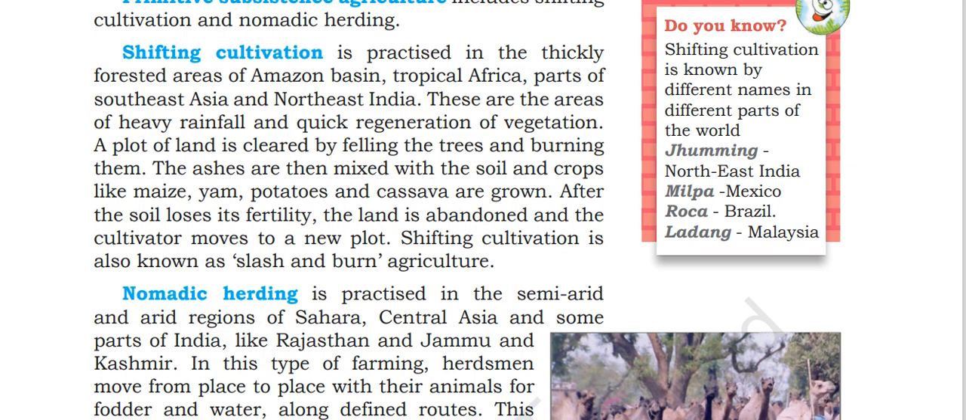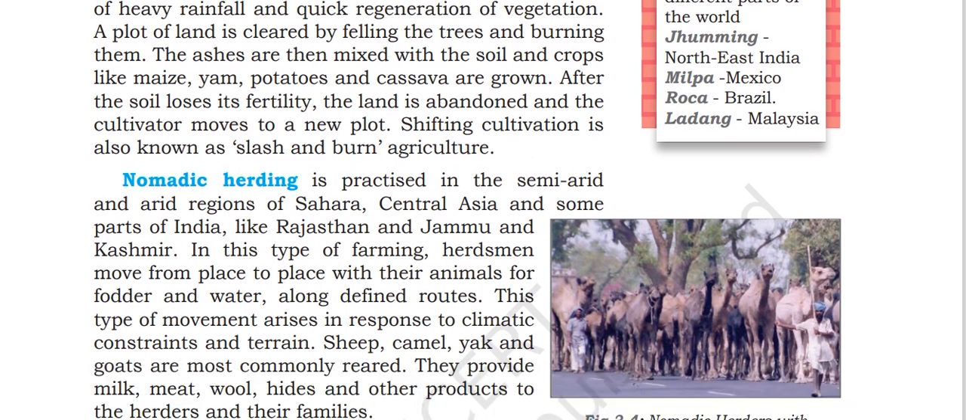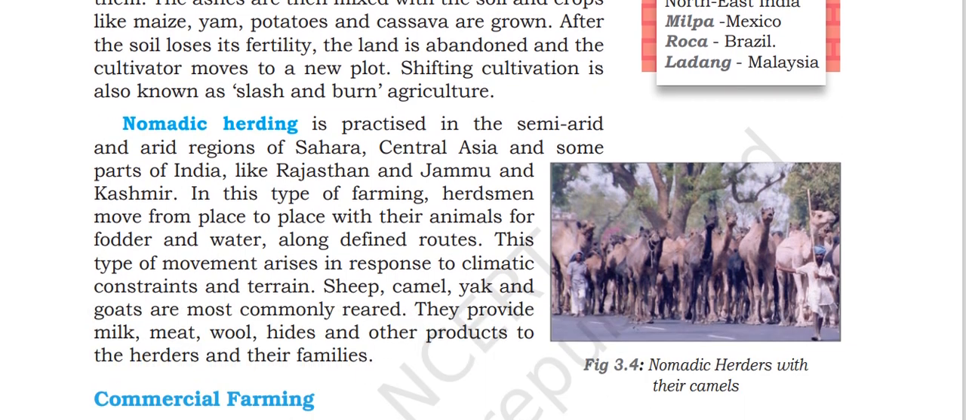Shifting cultivation is known by different names in different parts of the world: jhumming in Northeast India, milpa in Mexico, roca in Brazil, and ladang in Malaysia. Nomadic herding is practiced in the semi-arid and arid regions of the Sahara, Central Asia, and some parts of India like Rajasthan, Jammu and Kashmir.